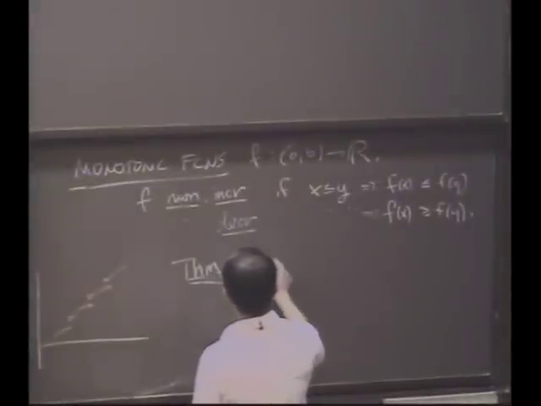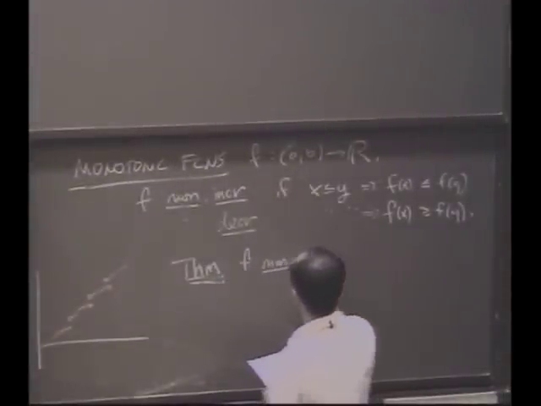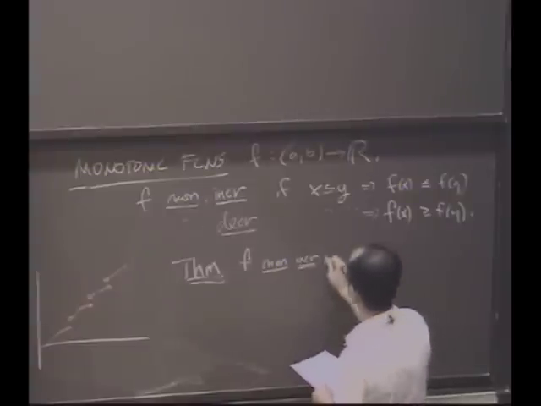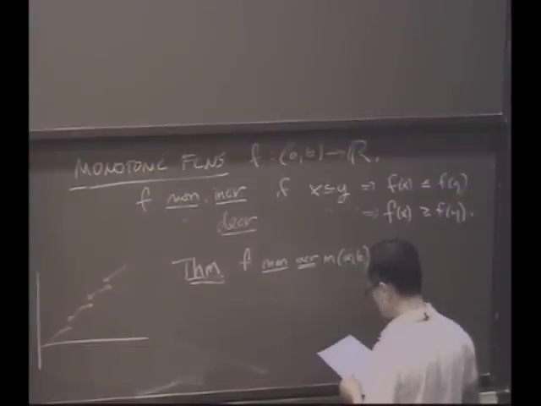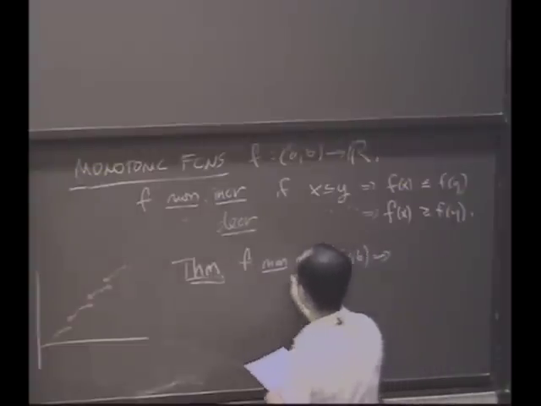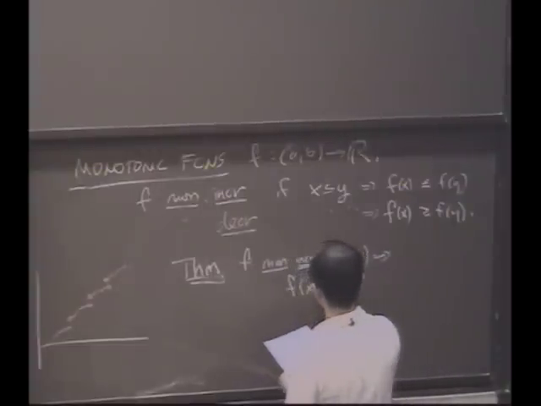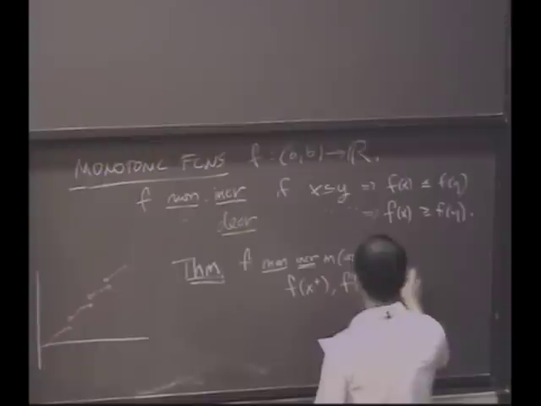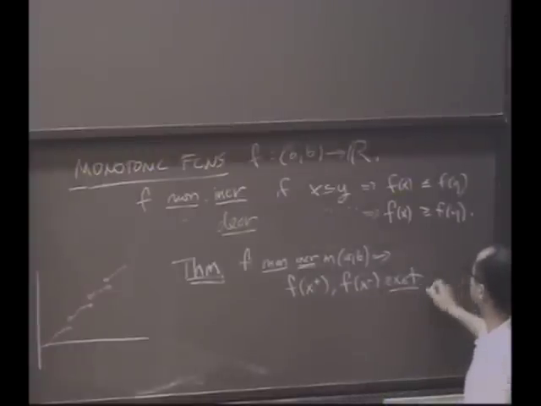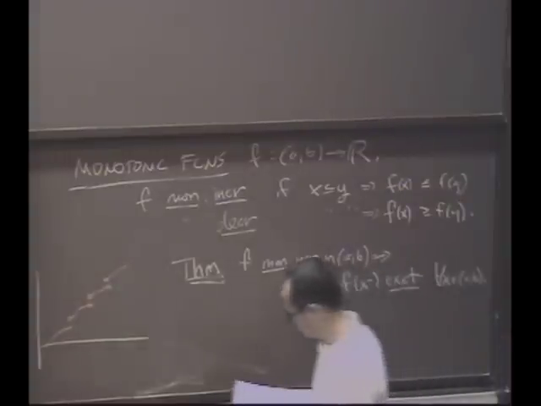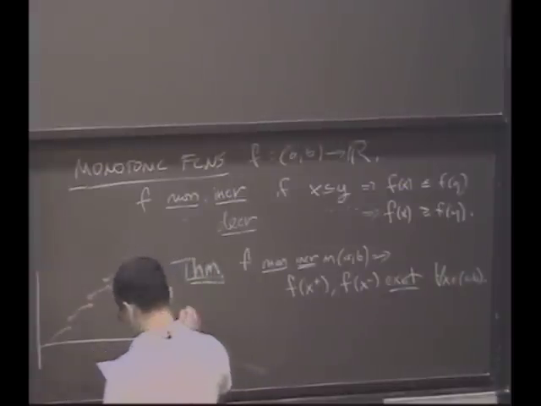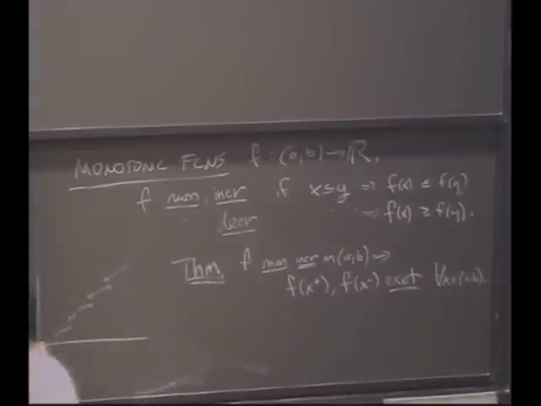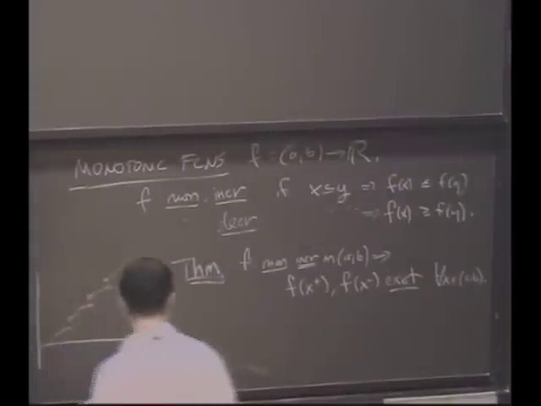So if f is monotonically, let's say, increasing (the proof for decreasing is similar) on, let's say, an interval (a, b), then I claim that this actually means that f of x plus and f of x minus exist at every point x in (a, b). Let's see if we believe that. Why do we think that's true? What's an argument?